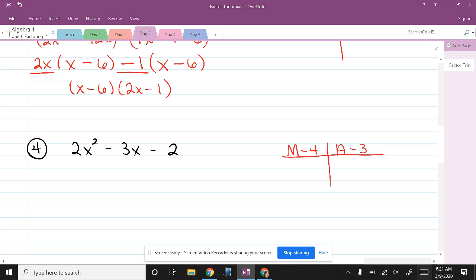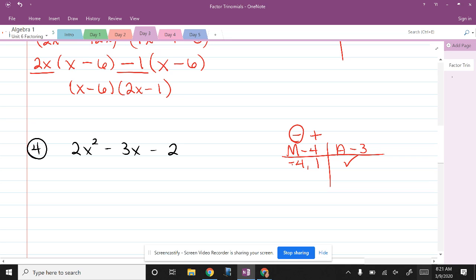Yeah, if they multiply to be negative, I need a negative times a positive, right? But if they add to be a negative, the bigger one's negative. Y'all agree? Okay. Negative 4, positive 1. Does that add to get negative 3? Yeah.